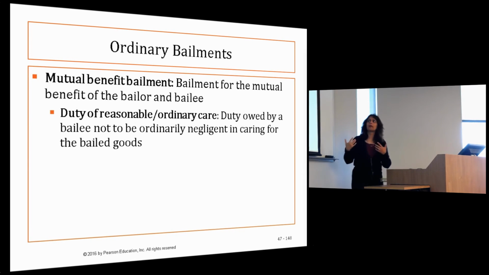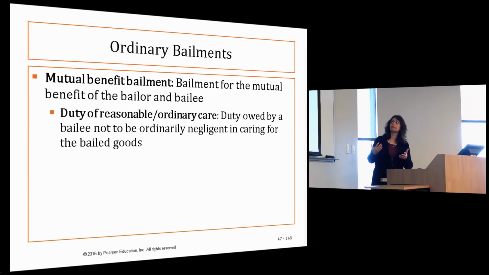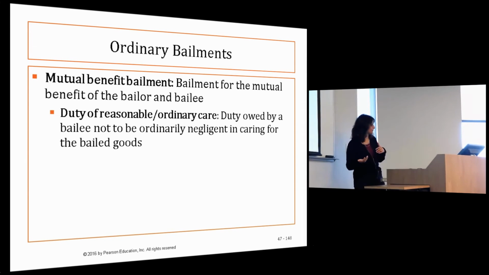A mutual benefit bailment is a bailment for the mutual benefit of the bailor and the bailee, meaning both parties are doing this for their own benefit, right? So, when I go to a car wash, I want a clean car. When somebody agrees to do that service for me for $15, $20, it's a business.